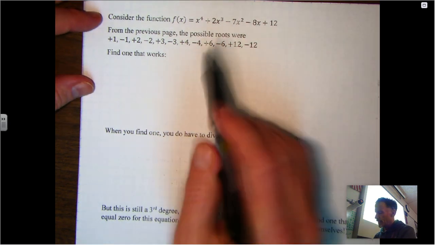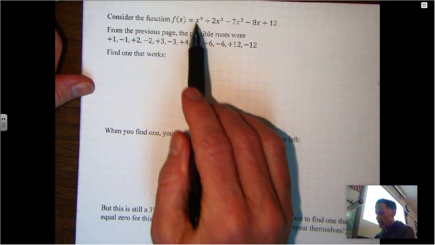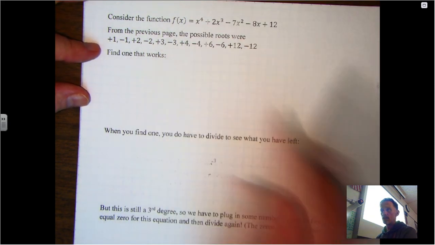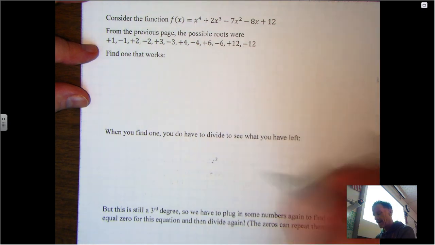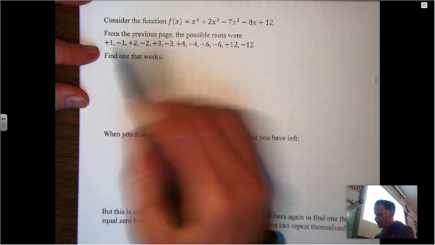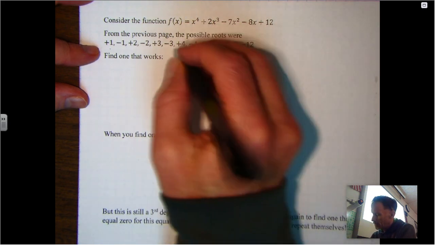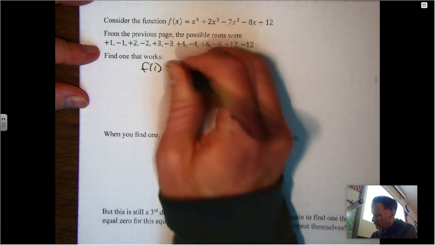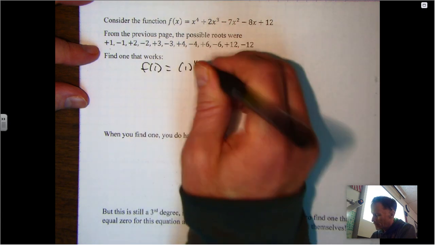Okay, so again, this one's nice because the leading coefficient is just 1, so my whole list are just plain old integers. But again, I need to find one that gives me a 0. So I'm going to start with the beginning. Might as well plug in the easy one. So let's find out what f of 1 is. So plug all those in.